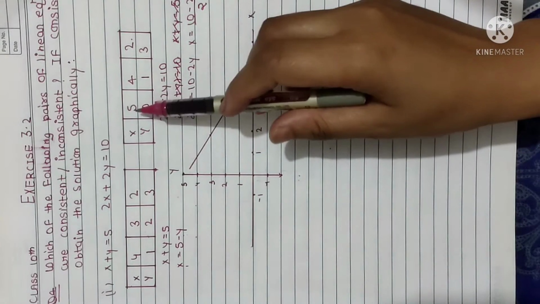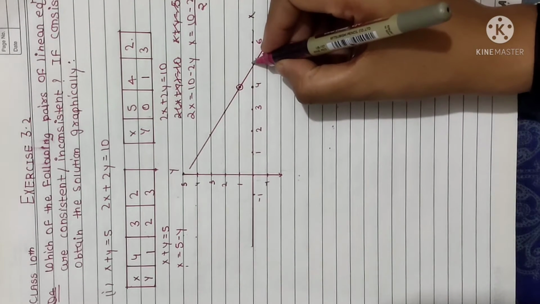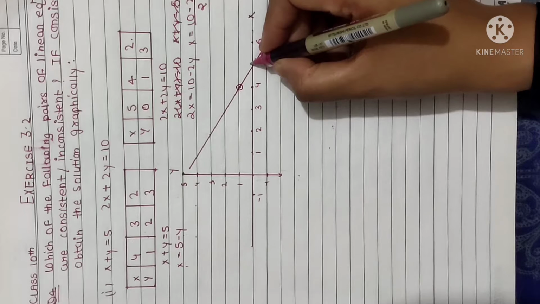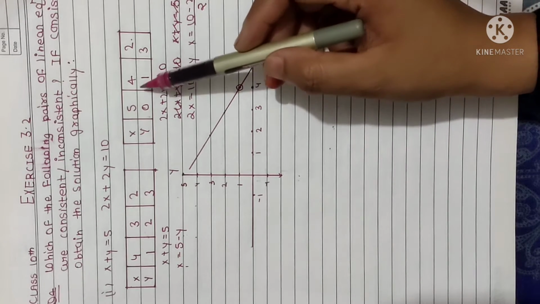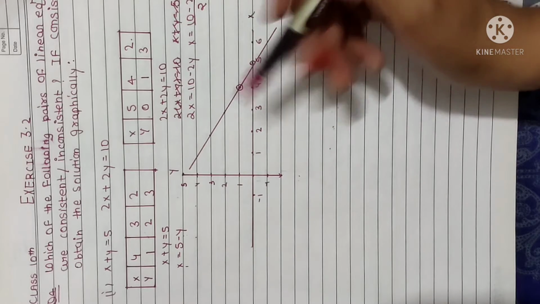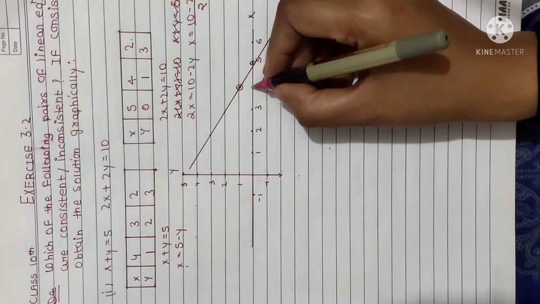Now for the second one, when x equals 5, then y is 0. So it will be this point. When x is 4, y will be 1.